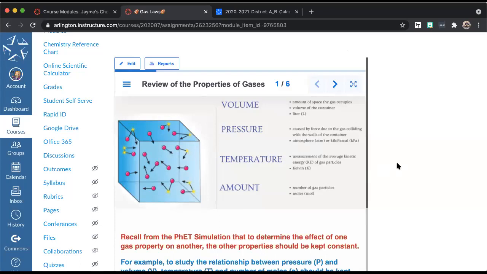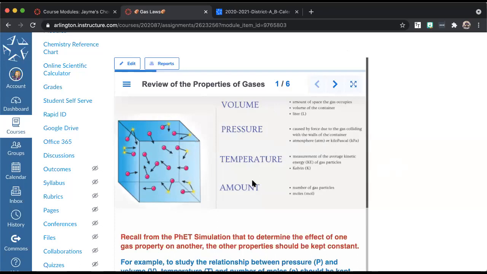Okay, so just pay attention to some of the units here, like volume is liters. Pressure, we talked last time about how it can have multiple units. Common ones are going to be atmospheres and either kilopascal or Pascal. But there are some other ones we talked about last time as well, like pounds per square inch, torr, things like that.